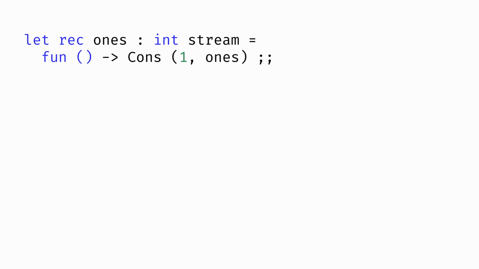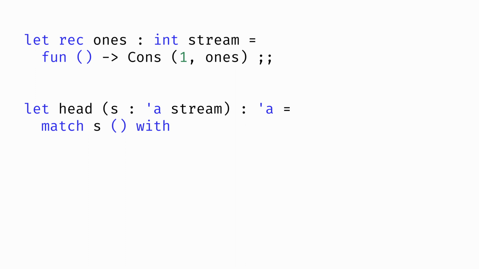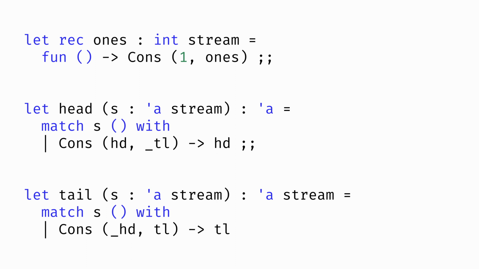Our functions for working with streams need to change now too. We can't just match a stream directly against the cons value constructor, because that's not what a stream is anymore. Instead, a stream is a function, and when we apply the function with the unit argument, we get back a value that we can pattern match against cons. So to rewrite our head function, instead of pattern matching s directly, we first call s, applying it to unit. The function returns the cons of a head and a tail, and we can return the head. And similarly, for the tail function, we can do the same thing but return the tail instead.